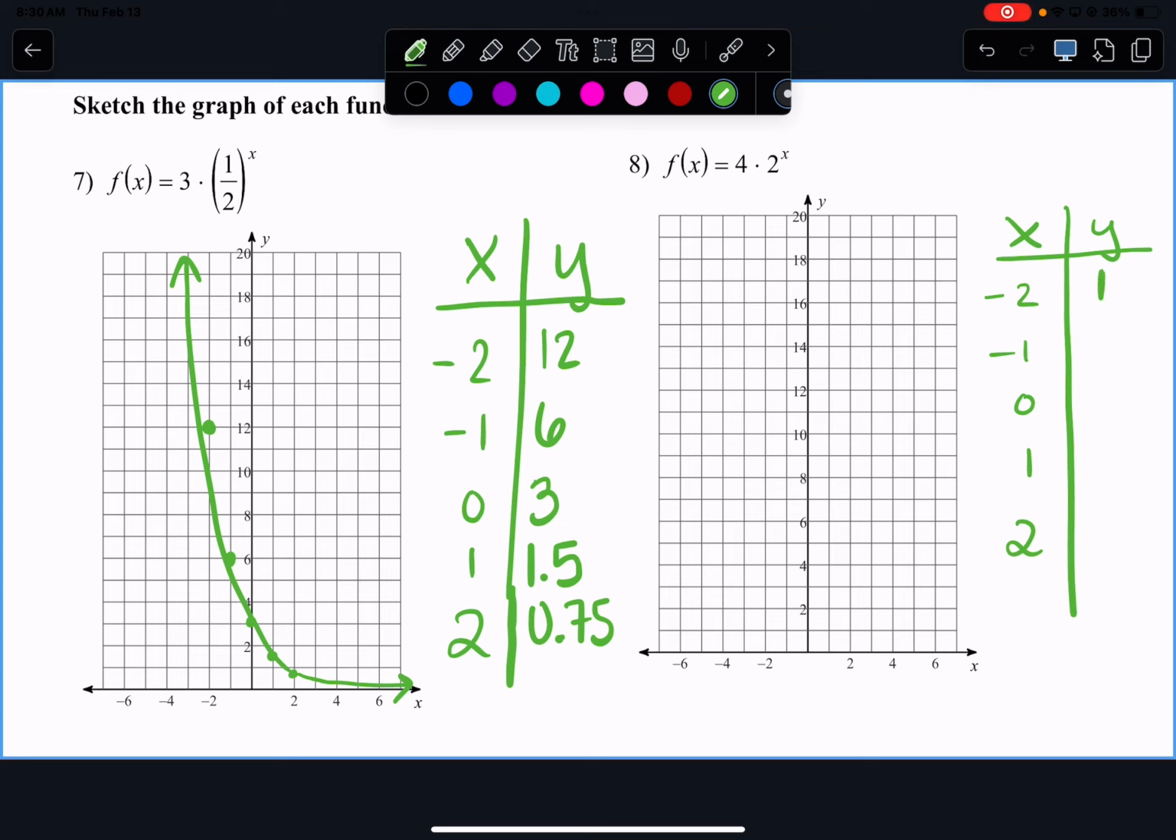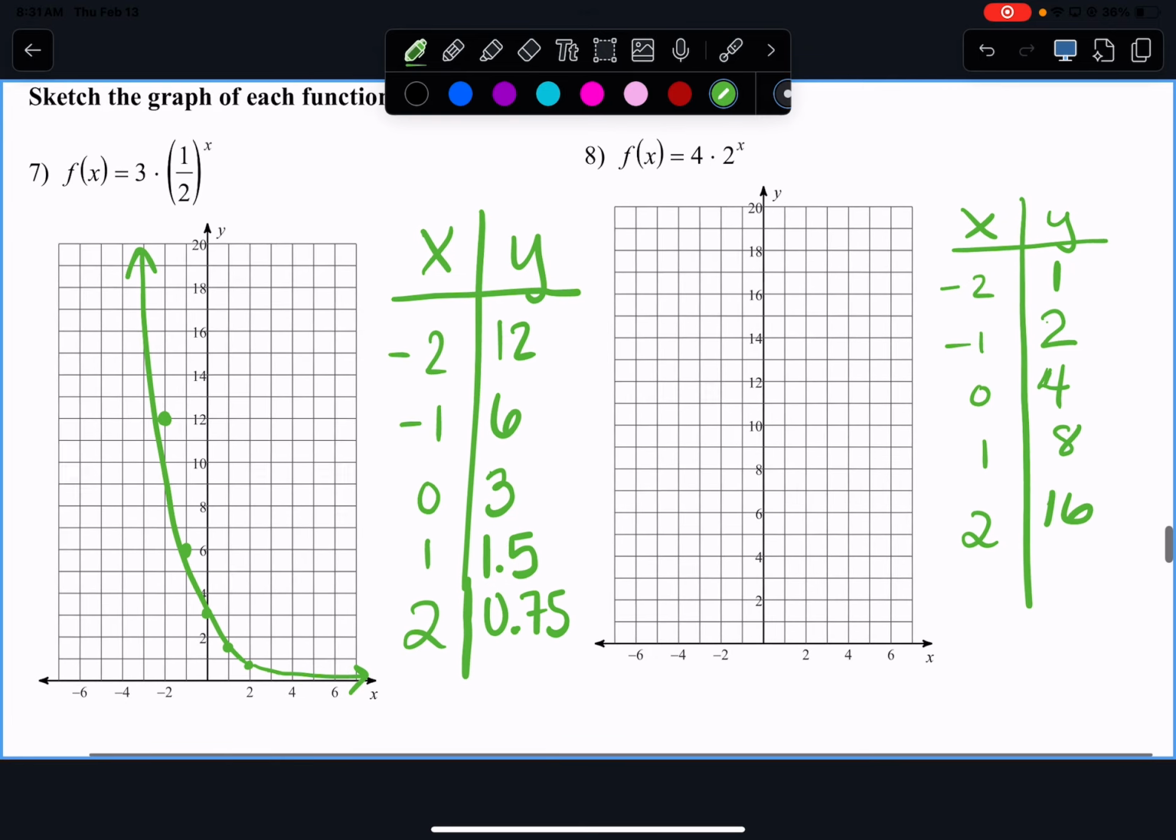4 times 2 to the -1. 4 times 2 to the 0 power? Two to the 0 power is 1, times 4 would make it 4. To the first power? To the second power? Perfect. And then we can plot it.